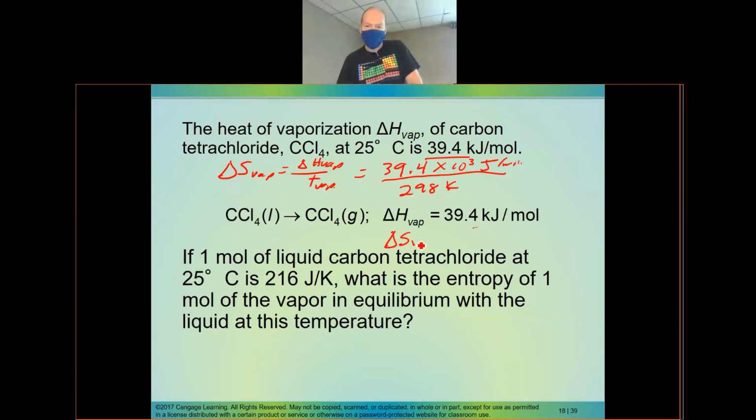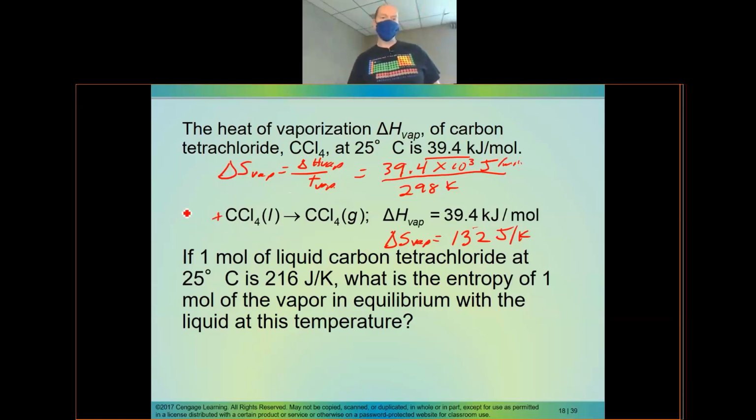And so your delta S of vaporization, when you take 39.4 times 10 to the third and divide by 298, you get 132. All right, so this reaction has a delta H of vaporization of 39.4, and we could have predicted that. We know that when we have a liquid changing to a gas, this is not a chemical reaction, this is a physical process. CCl4 liquid, CCl4 gas, we're just changing a phase. This is a phase change.